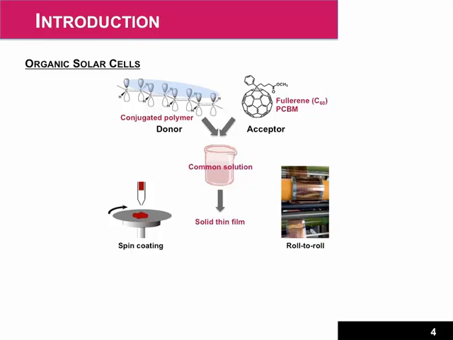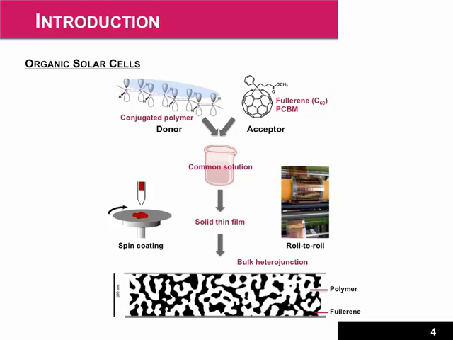And then you get this thin film, and when you look at it on a nanoscale or microscopic scale, you can see that it has a particular structure, which is often referred to as the bulk heterojunction, where you get this interpenetrating network of a polymer phase and a fullerene phase with a big surface area between the two of them.